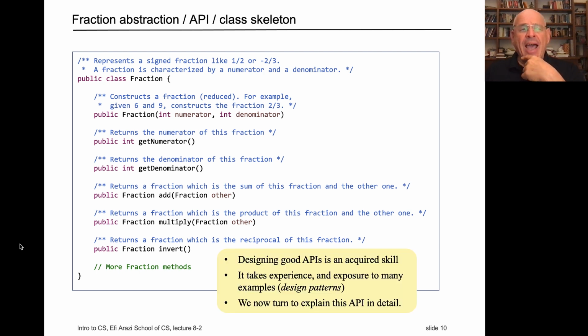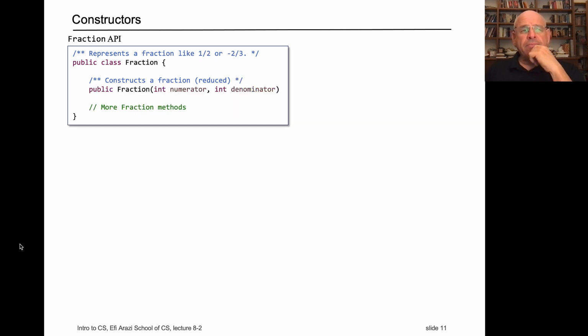Now, designing such an API is an acquired skill, something that you learn from seeing many examples of well-designed classes. And these examples are sometimes called design patterns. And what we'll do now is we'll start explaining this API in more detail. So let's start with this notion of a constructor.